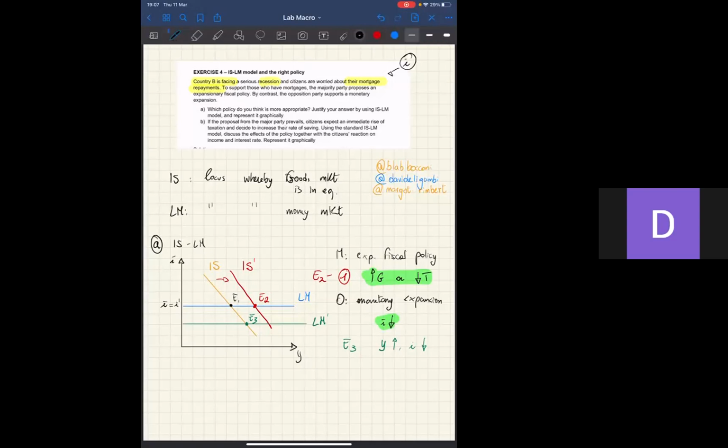So the answer to question A would be that the opposition has given the best proposal. For question number two, this B here, they're saying: if the proposal of the majority party prevails, citizens are expecting an immediate rise of taxation and decide to increase their rate of saving. So using the standard IS-LM model, we should discuss the effects of the policy together with the citizens' reaction on income and interest rates, and we should represent it graphically.